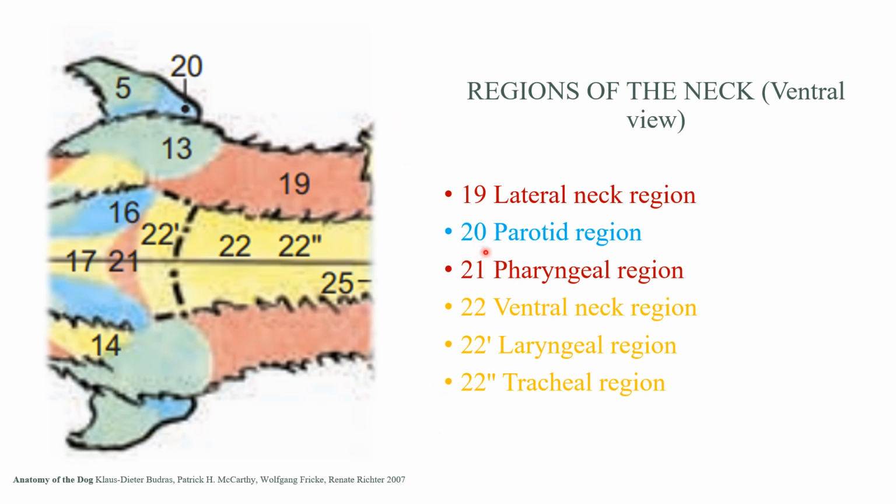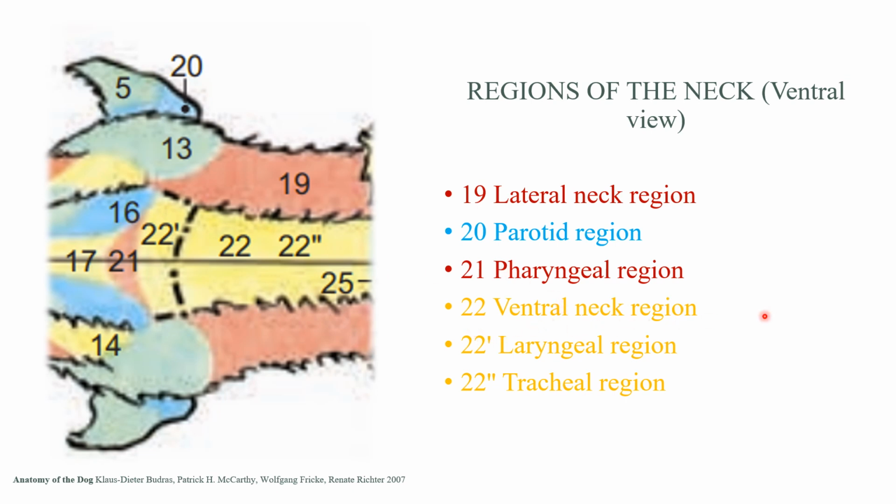Now again, the parotid region right here. As you can see, this is the ear, and this is directly below the ear. Then pharyngeal region right here. This is where the pharynx is.